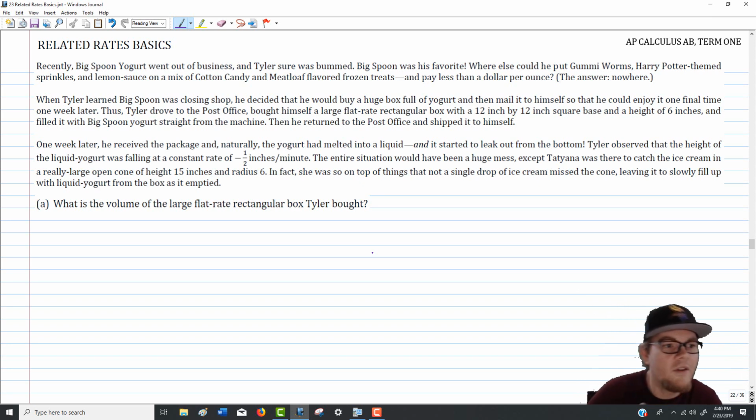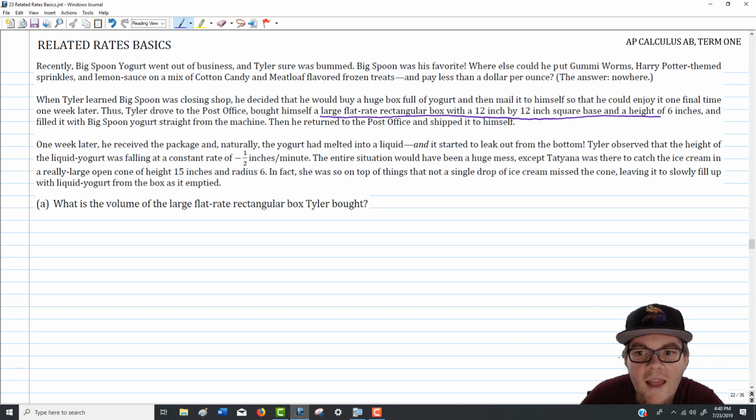Basically what we have here, first and foremost, is that he's going to be putting the yogurt into a large flat rate rectangular box with a 12 by 12 inch square base and a height of 6 inches. The first question we're asking here, part A, is what is the volume of the large flat rate box Tyler has?